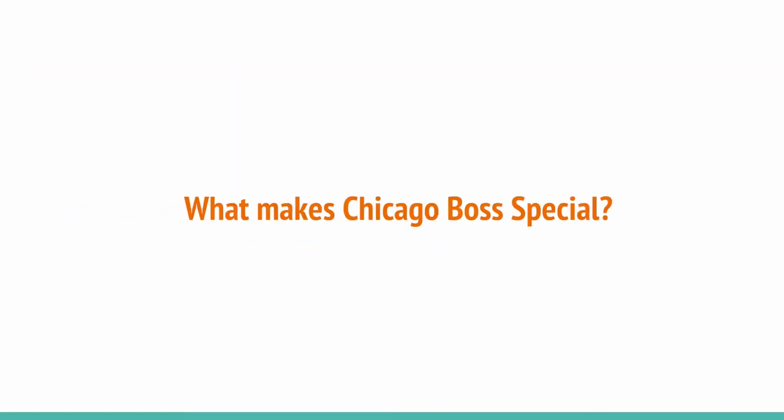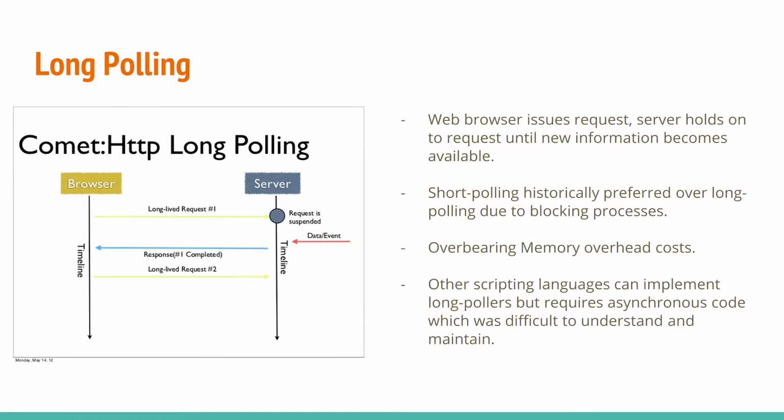So far, we've explored features of Chicago Boss that are available in most MVC frameworks. But what kind of features does Chicago Boss have that make it unique? To understand that, we need to learn more about long polling. Before the WebSocket protocol was standardized, long polling was a strategy used to update a web page where the browser issues a request and the server holds onto the request until new information becomes available. This strategy was in contrast to short polling, which was historically preferred over long polling due to blocking processes. Generally, long polling incurs memory costs overhead.